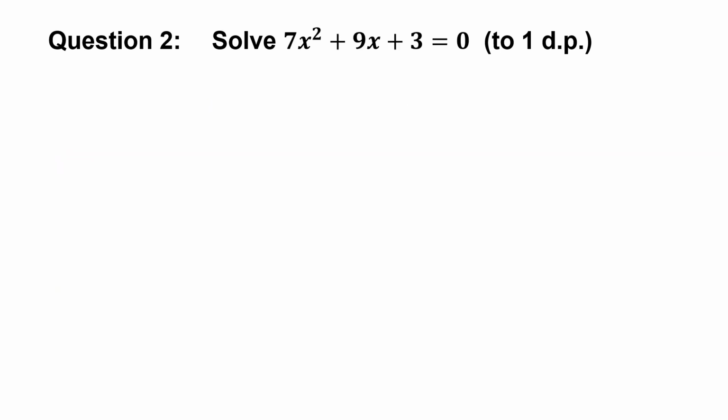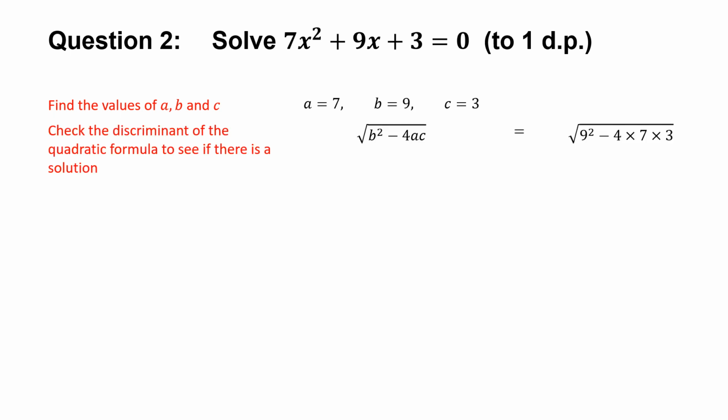So now for the next question, we have solve 7x squared plus 9x plus 3 equals 0. As always, pause the video and come back when you want me to go through the answer. So our first step is going to be our a, b, and c values. In this case, we have that a is equal to 7, b is equal to 9, and c is equal to 3. We're now going to check our discriminant, b squared minus 4 times a times c. So in this case, we have 9 squared minus 4 times 7 times 3.